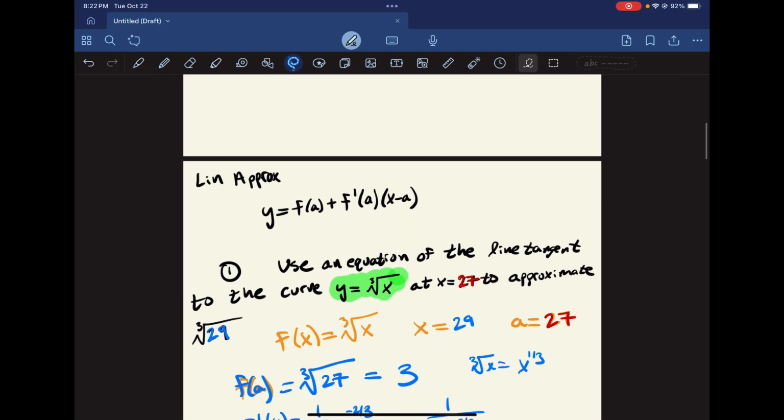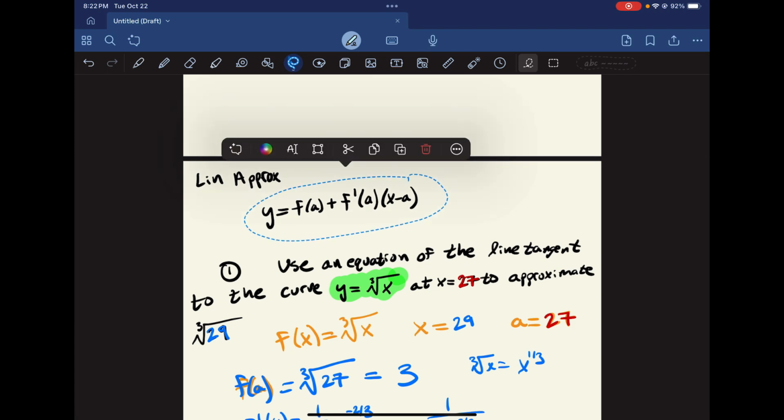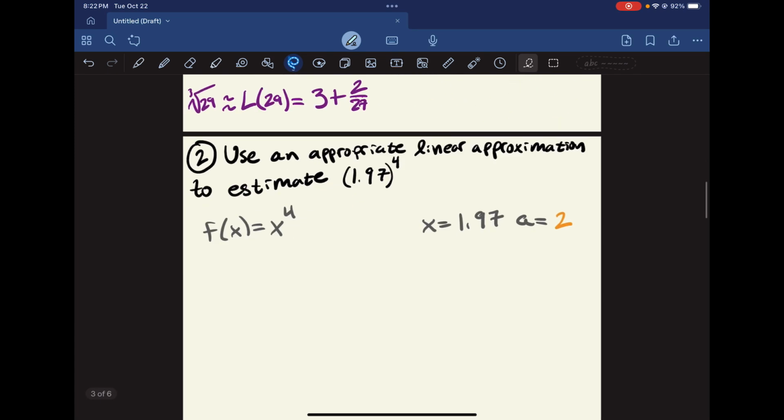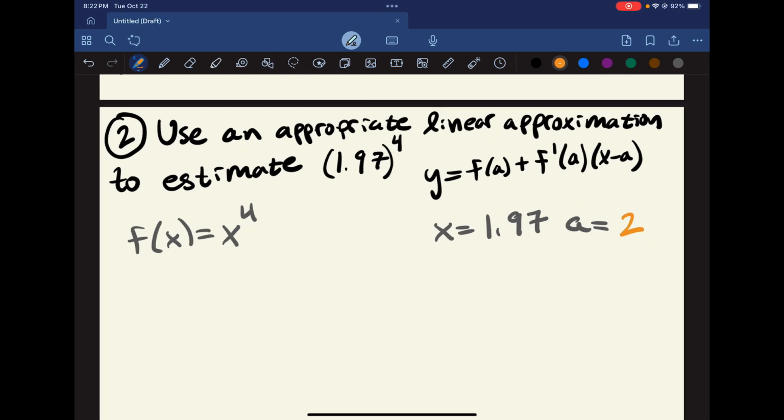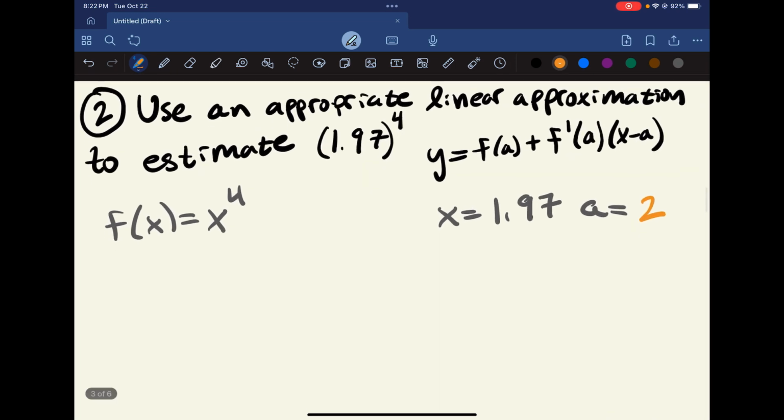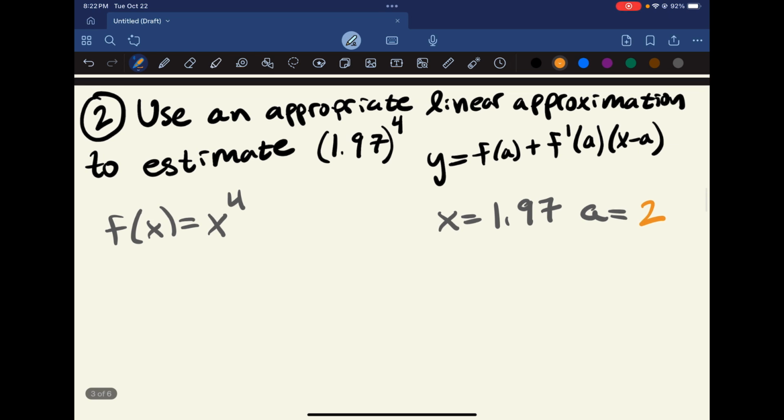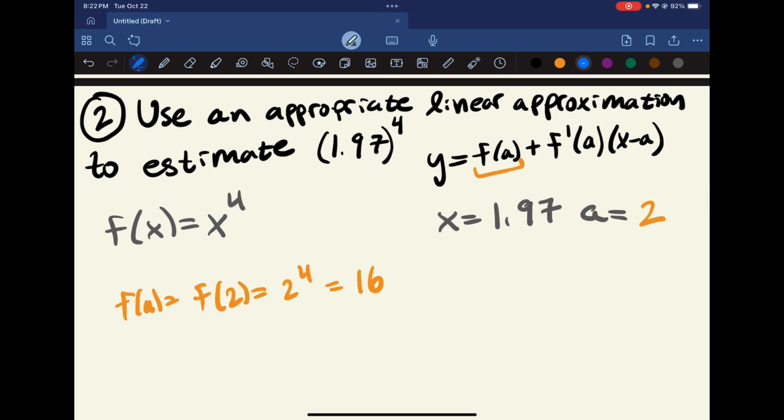Just grab our linear approximation formula. We're going to be using this for every single linear approximation problem. If you don't know this formula, you will get a 0 out of 0 on every linear approximation question. You just have to know the formula. So f of a is going to be, we said our a is 2, so f of 2 equals 2 to the 4th power, which we said is 16. So, all right, we got this part checked off.